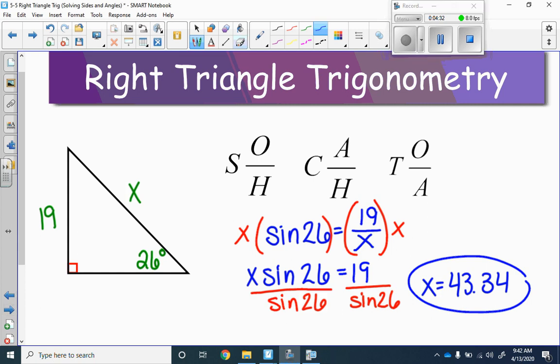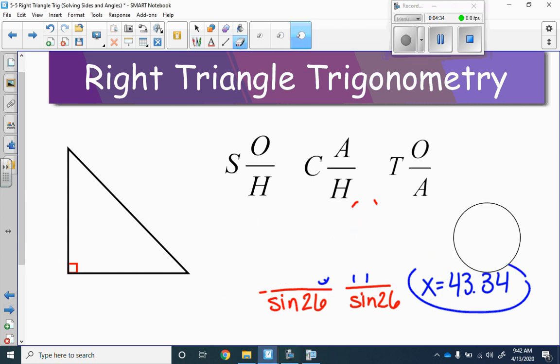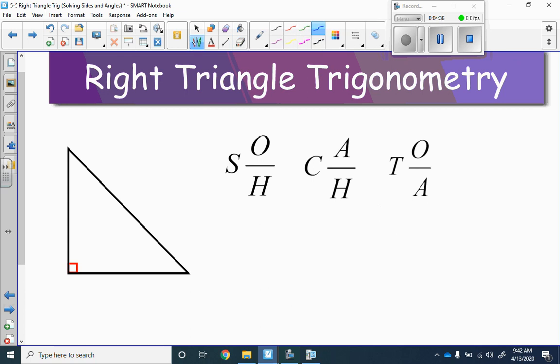Alright, I'm going to have you guys try one more real quick. How about, let's let the angle be 72 degrees here, and your hypotenuse is going to be 18, and you need to find x. So go ahead and pause it and try and solve for x.